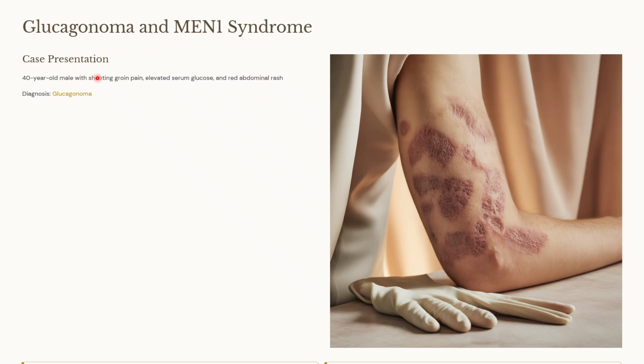So these three are correct diagnostic of MEN1, which presents with a pituitary tumor, pancreatic tumor, and parathyroid tumor. The pancreatic one is glucagonoma. The parathyroid is the one presenting with increased calcium and therefore shooting groin pain.